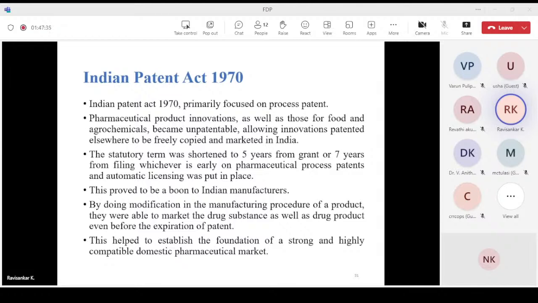So this became a boon for the Indian manufacturers. By doing small modifications in the manufacturing process, they were able to market the drug substance as well as drug product even before the expiration of patents. So when a process patent is granted, it doesn't mean we cannot market the product. If the product can be prepared using a different process compared to what is claimed in the patent, then we can easily market the product. So this helped to establish the foundation of a strong and highly competitive domestic pharmaceutical market in India.